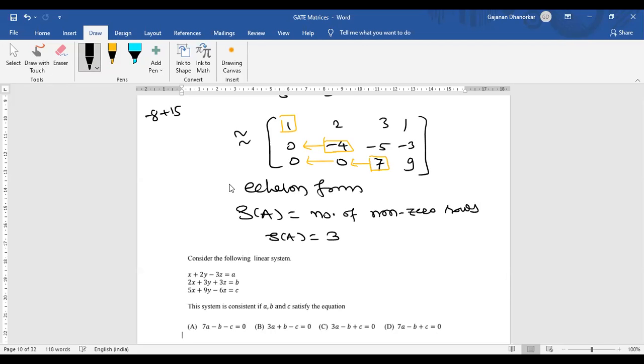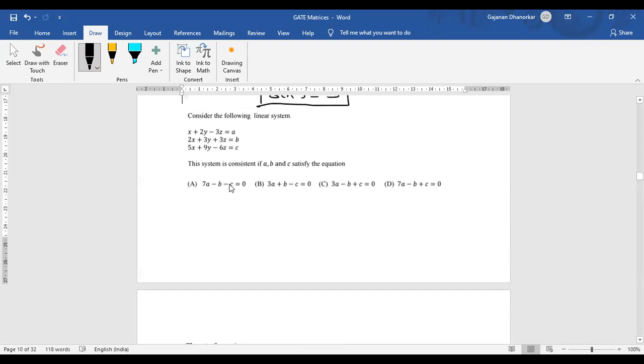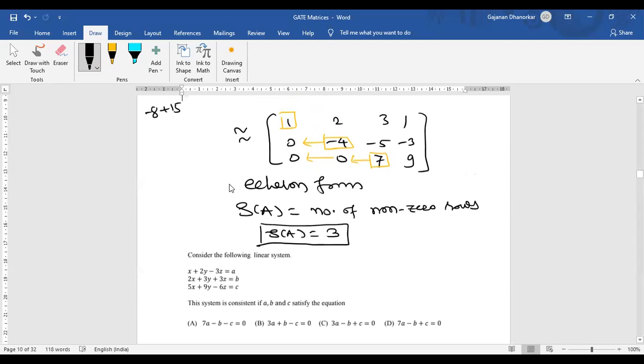1, sir, 1. For non-zero rows, at least one element should be non-zero, otherwise 0. How will it be 1? There are 3, 3 non-zero rows.